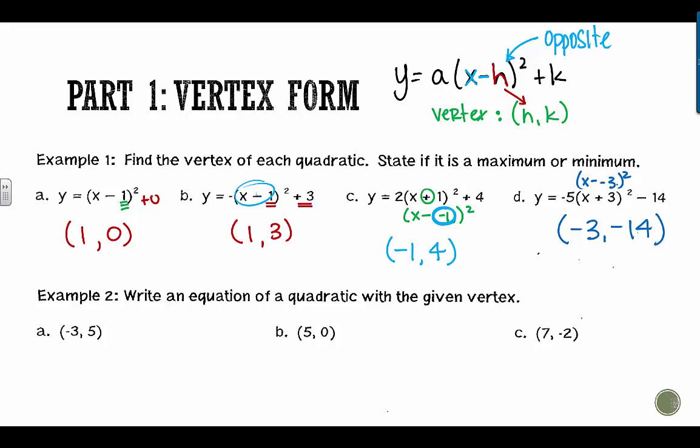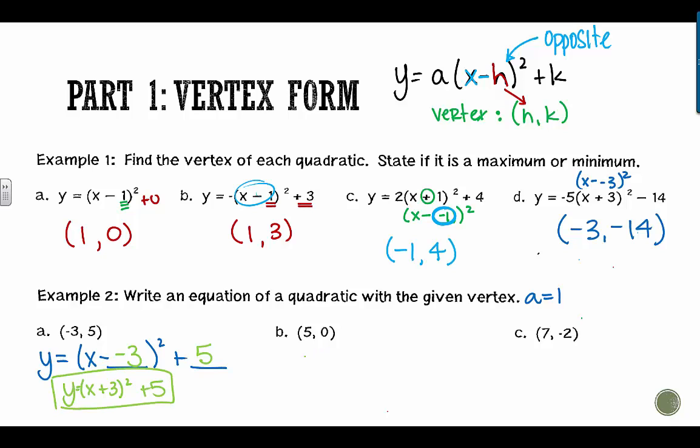So now let's go backwards. I'm going to give you a vertex, and you have to write a quadratic equation with it in there. So we are going to assume a equals 1 for all of these. So basically all we have to plug in is our h and our k. So if we have a negative 3 here and a positive 5, we have two negatives. So our equation should be y equals x plus 3 all squared plus 5.